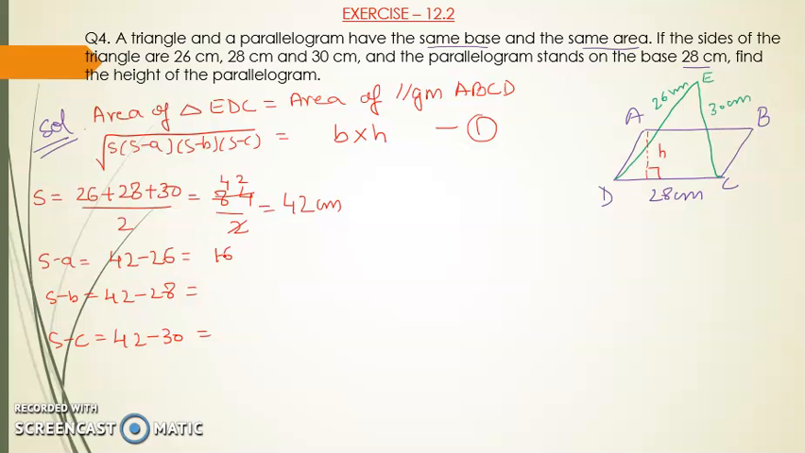Yes, okay, yes. This will be subtract. This will be 14, and this will be 12. Okay, just cross check. 42 minus 26, you can add this. 26 and 16 should give me 42.